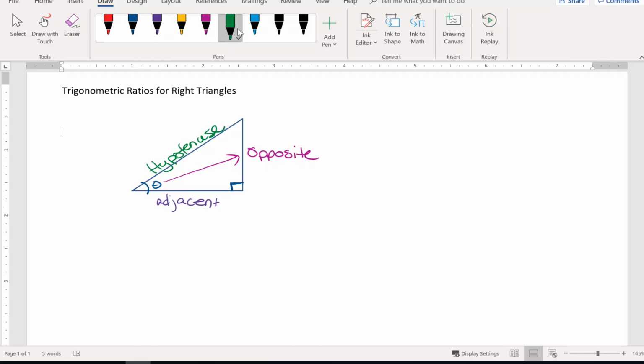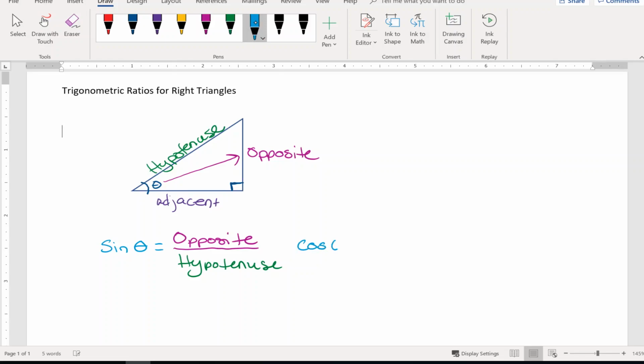So let's take a look at our trig ratios. The first one is sine, and sine of theta is equal to the opposite side divided by the hypotenuse. So that's the ratio of sine theta. Now let's look at cos theta. This is equal to the adjacent side divided by the hypotenuse.